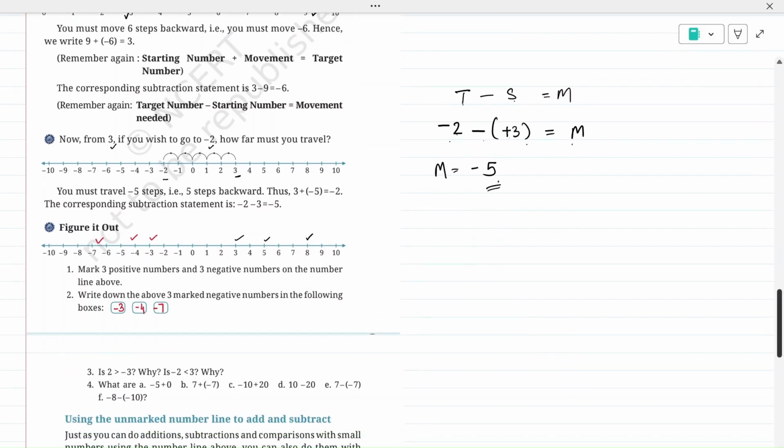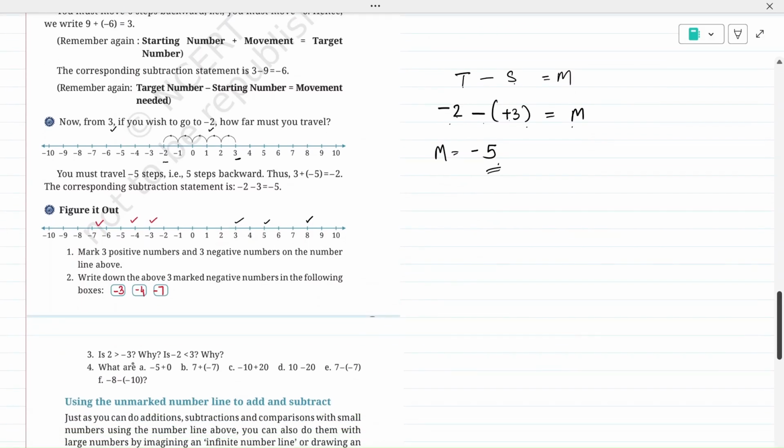Okay. Now, is 2 greater than -3? So the question is, is 2 greater than -3? Yes, because 2 is on the right side of 0. It is also on the right side of -3, and 2 is a positive number. A positive number is always bigger than a negative number. Okay, so 2 is greater than -3.